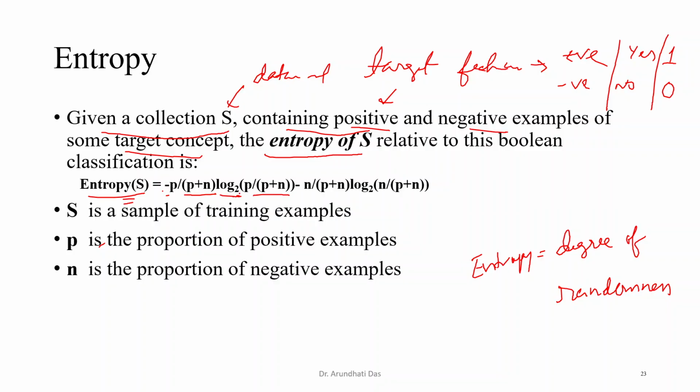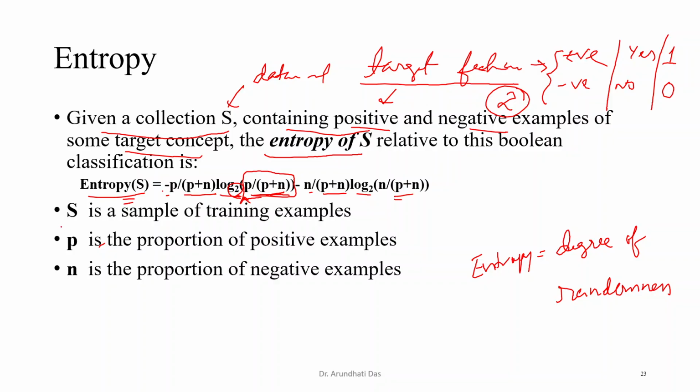base 2. This base is 2 because I am considering for my data set that the target feature values are either positive or negative, so there are two types of class levels. Based on it my base will be 2, and then that logarithm value I will calculate on all the positive out of the total number of samples, minus again n by p plus n, log of n by p plus n.